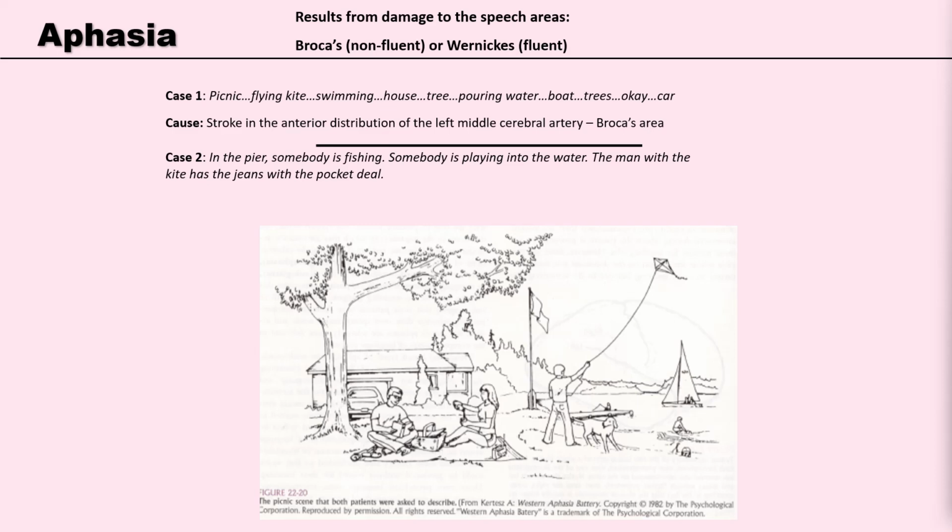Let's study Case 2 now. In the pier, somebody is fishing, somebody is playing into the water. The man with the kite has the jeans with the pocket deal.